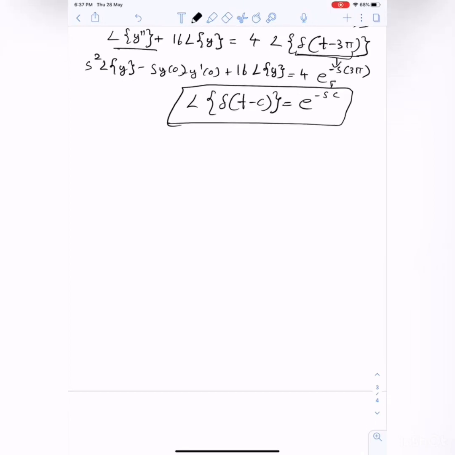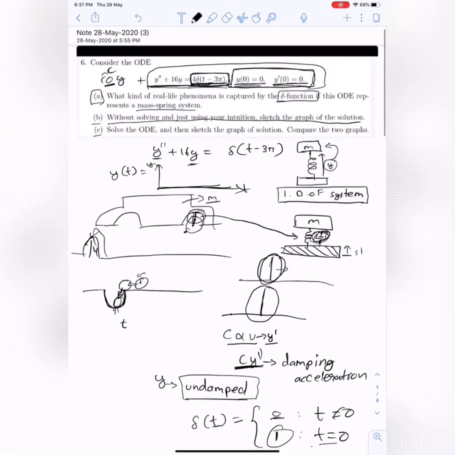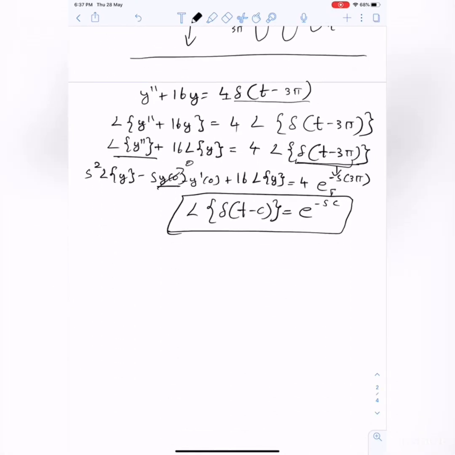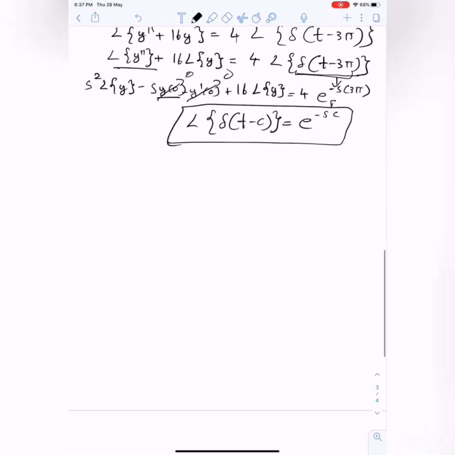So let's further simplify this. We know y of 0 is equal to 0. That's our initial condition, if you remember. And y dash 0 is also equal to 0. So that means this one will be equal to 0 and this term would also be equal to 0. This would simplify our equation to s square times Laplace of y plus 16 times Laplace of y equals 4 times e to the power minus s times 3 pi.